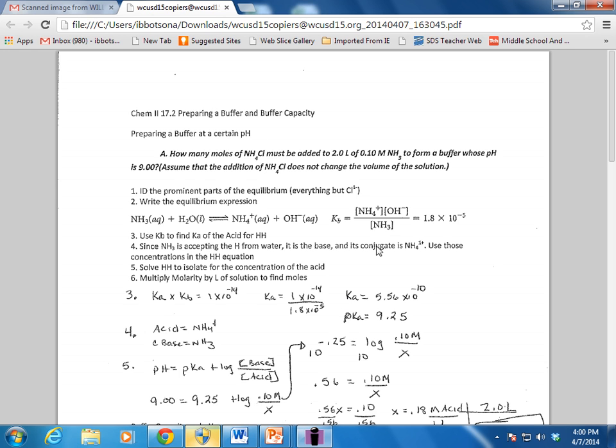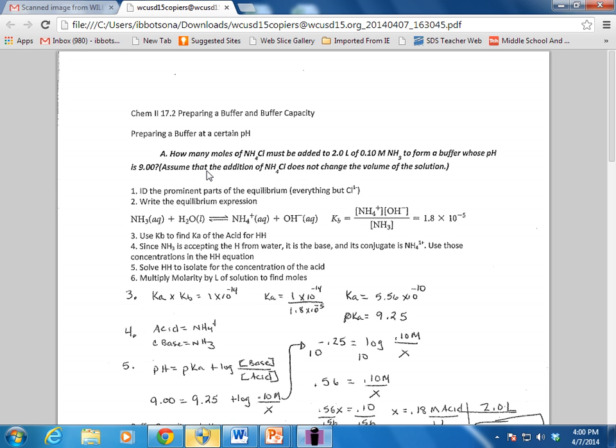The first thing we're going to look at is A up here, an example about calculating the moles of a particular base or acid you would need to add to get a certain pH for the buffer. So how many moles of NH4Cl must be added to 2.0 liters of 0.10 molar NH3 to form a buffer whose pH is 9.00? One big assumption here at the beginning is that you're not changing any of the volumes. You're assuming that the total volume is 2 liters.